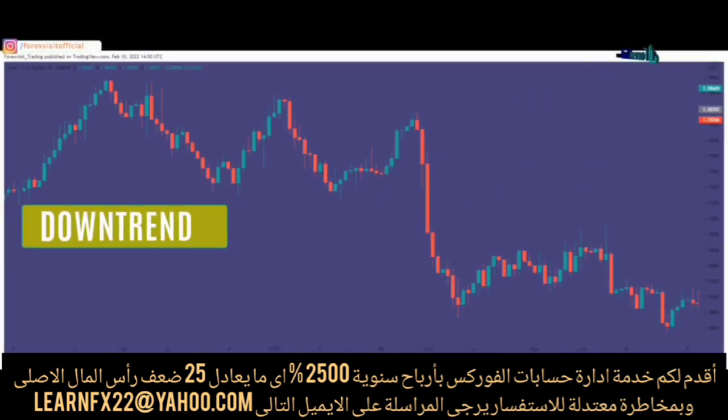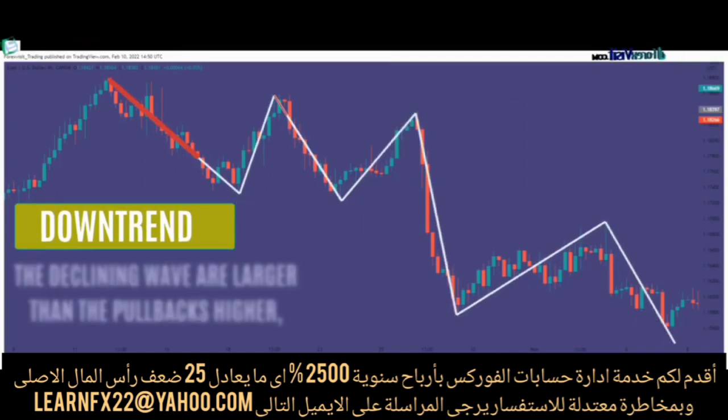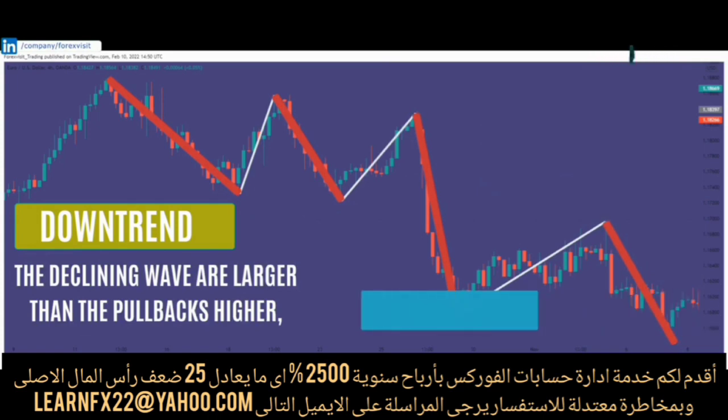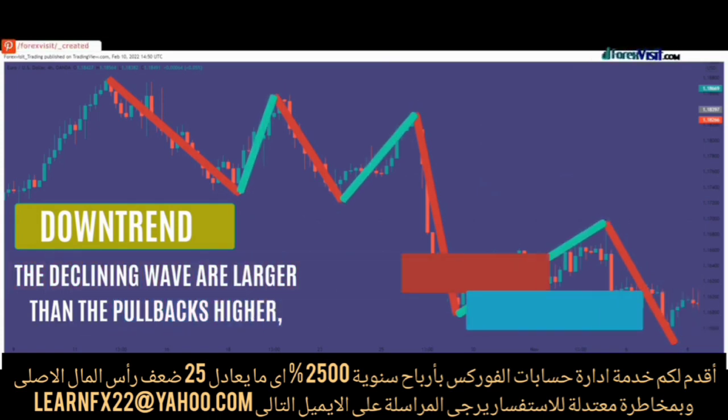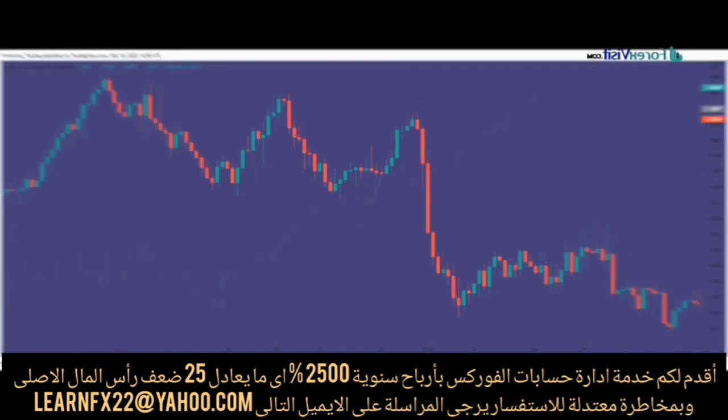The downtrend is defined by lower swing lows and lower swing highs in price. In a downtrend, the declining waves are larger than the pullbacks higher, creating overall progress lower. During a downtrend you should take only short positions, selling a borrowed asset with the intention of buying and returning it later at a lower price.